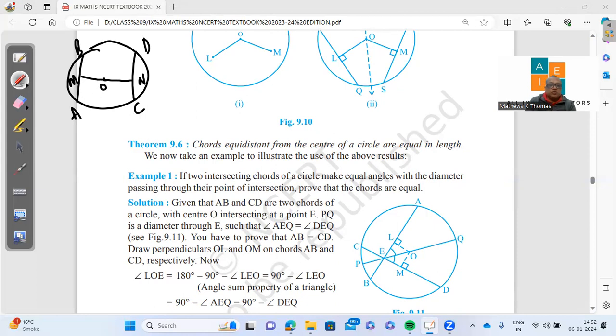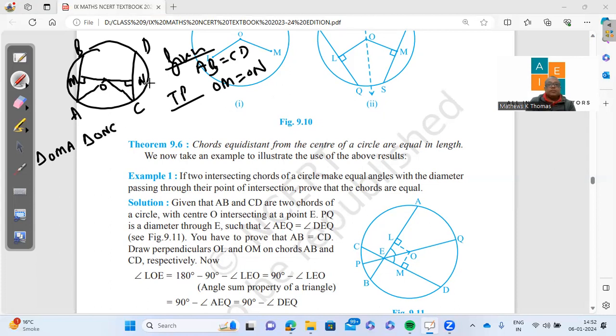So construction: I am going to join OA and OC. I'm going to get two triangles and I have to prove OM equal to ON. And what is given to me is that the chords are equal, AB equal to CD. So equal chords are equidistant from the center. This has to be proved. So here, what I need to prove is OM equal to ON. So I'm going to take the triangles OMA and ONC and prove them congruent.